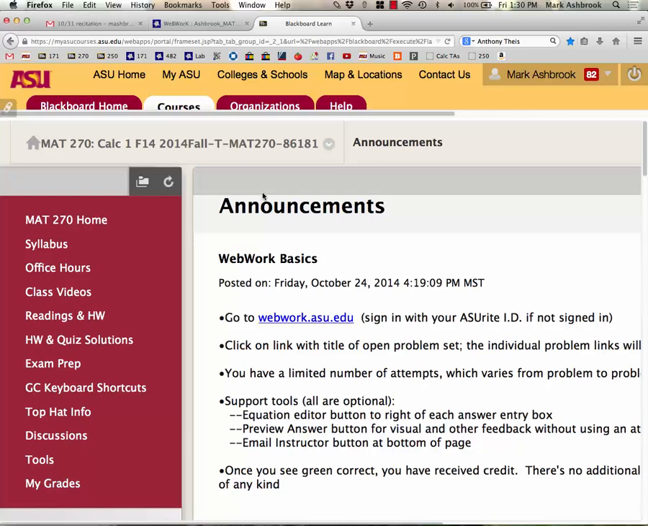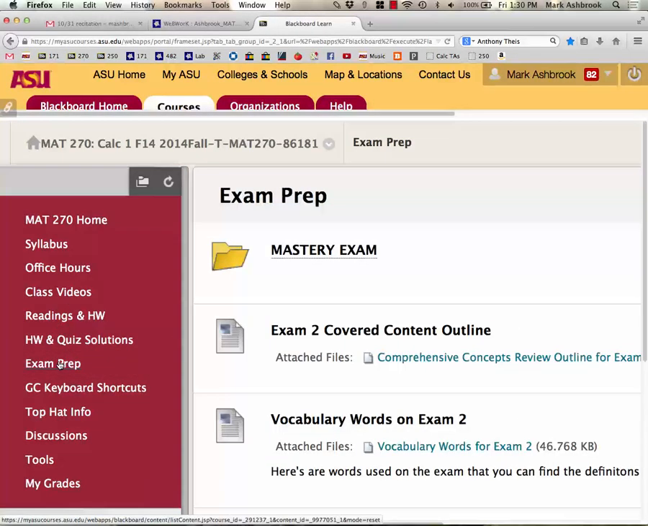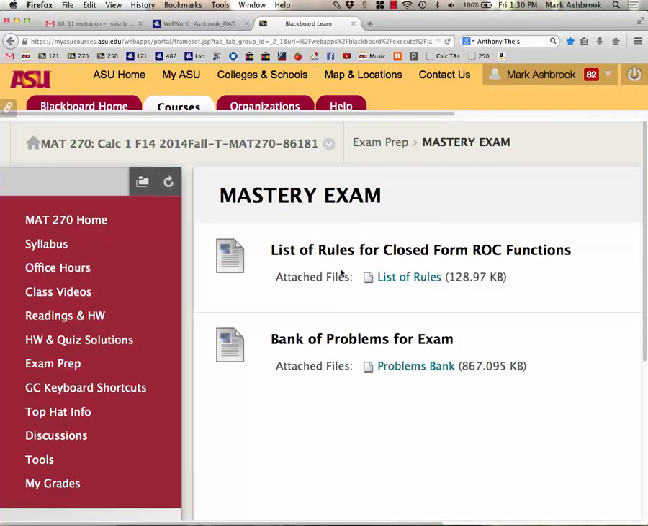So, if you go to exam prep, here on the menu, I've started a mastery exam folder, and there are two things I've posted on this. The first is the list of rules for closed form rate of change functions. So these are the rules for individual functions that you'll have to memorize and know. I'll show you those in a second on the PowerPoint.